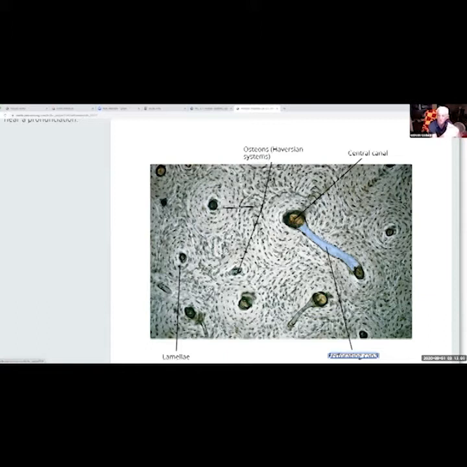But they all run together. The bone is very vascular. If you break a bone, it bleeds. If you break cartilage, it doesn't bleed. Okay? So this is what bone looks like.